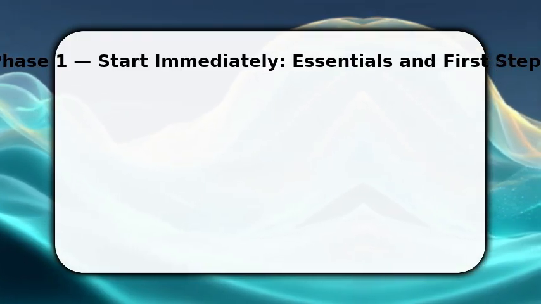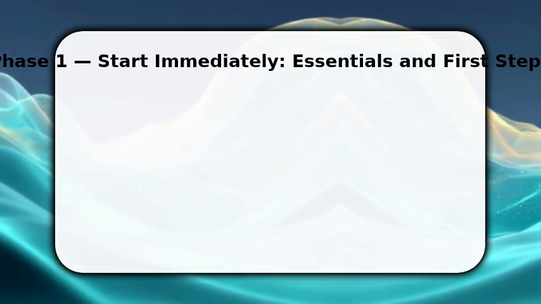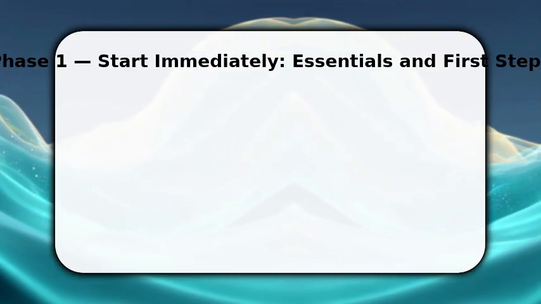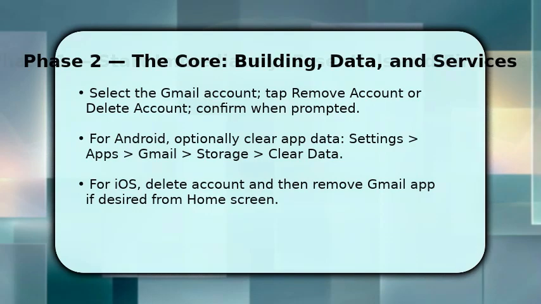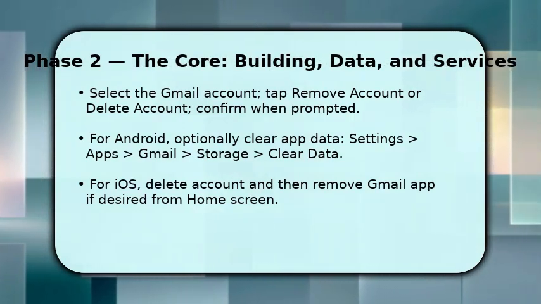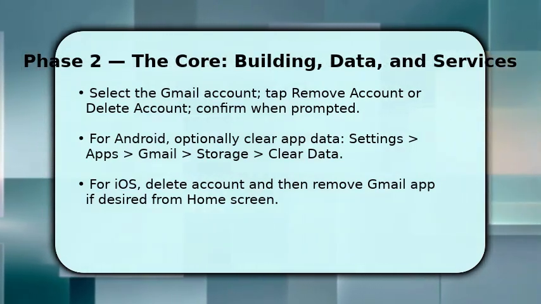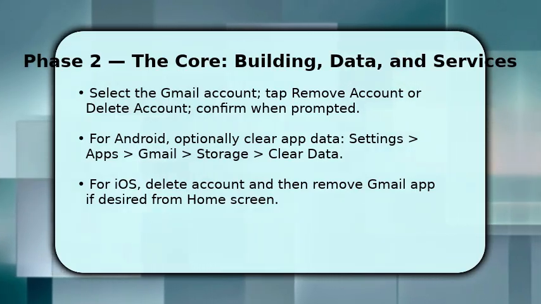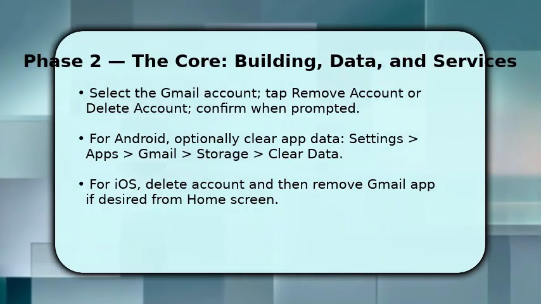On iPhone, tap Passwords and Accounts. This puts you at the account list, ready to select Gmail, and take the first actionable removal step. Select the Gmail account shown in the account list, then tap Remove Account or Delete Account and confirm the prompt to start actual removal. This disconnects mail, contacts, and calendar sync.